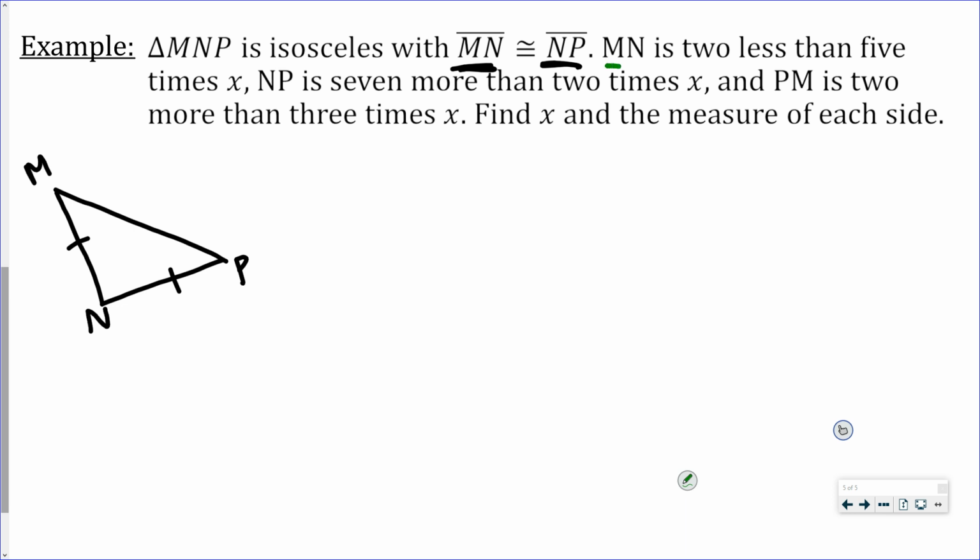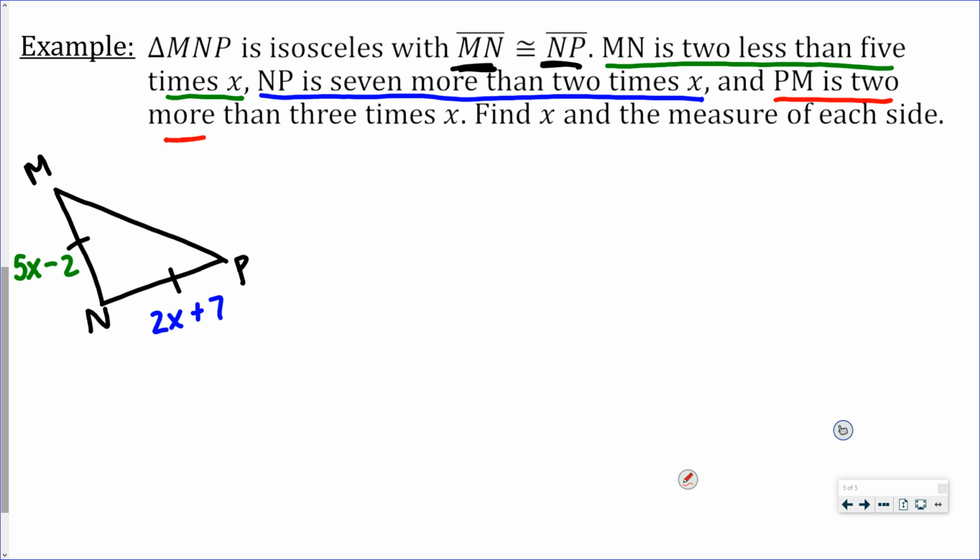MN is 2 less than 5 times x. Well, 5 times x would be 5x, and 2 less than that would be minus 2. Let's label that. NP is 7 more than 2 times x. Well, 2 times x, 7 more than that, plus 7. Lastly, PM is 2 more than 3 times x. 3 times x, 2 more than that, plus 2.